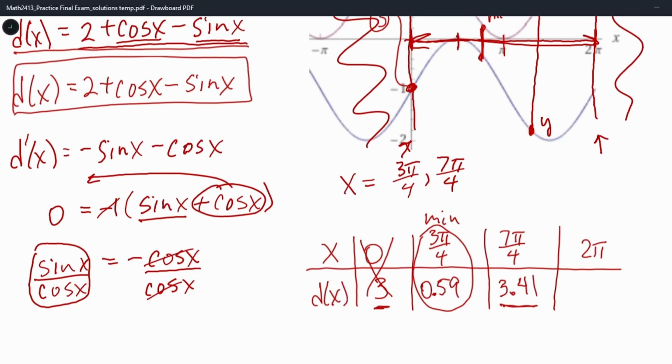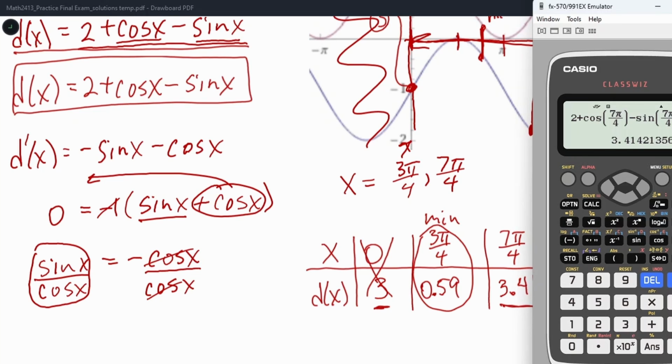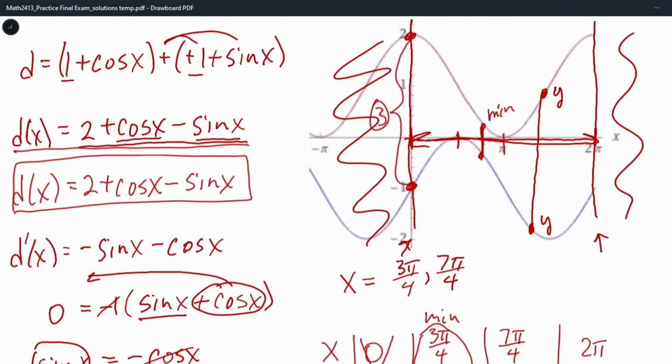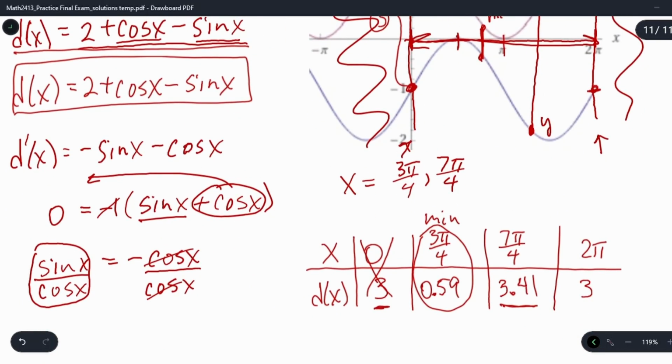And then we need to check our last endpoint to see if that is bigger than 3.41. And the value we get at this endpoint is 3, which is not bigger. But that also shouldn't be any surprise since the period for these waves is 2 pi. We're going to get the same distance at 2 pi as we have at 0. Again, that shouldn't have been a surprise.